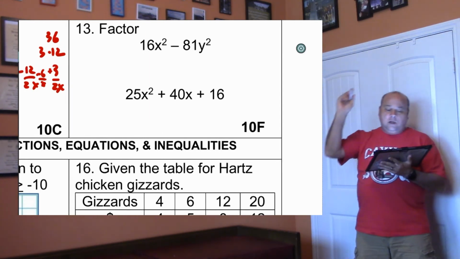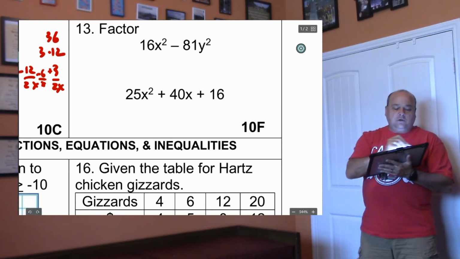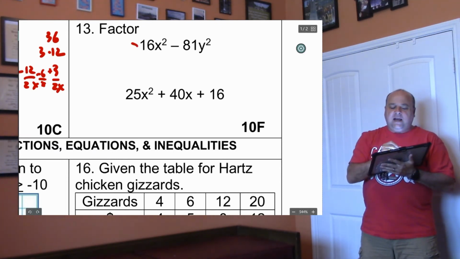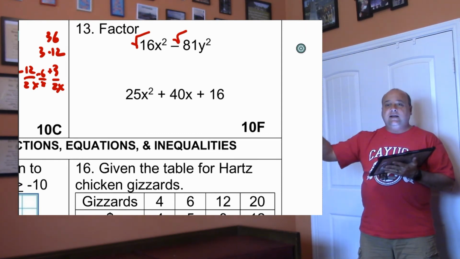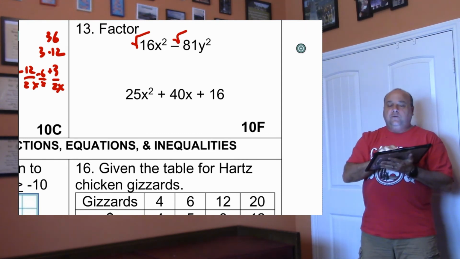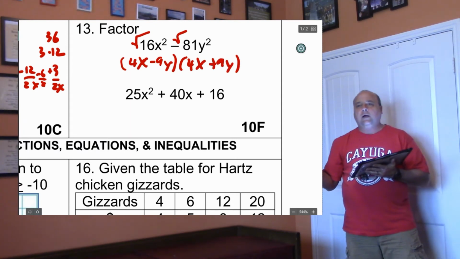Okay, on 13 we got 2 letters. It doesn't matter. Still can factor it. And on 13, they are both perfect squares, aren't they? 4x times 4x and 9y times 9y, right? So this is a difference of squares. So it's going to be 4x minus 9y and 4x plus 9y. And you can write that in any order, can't you?